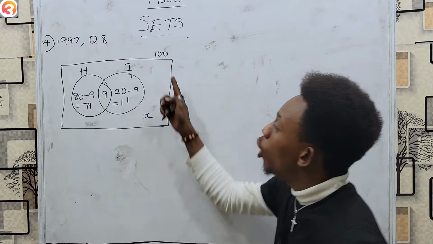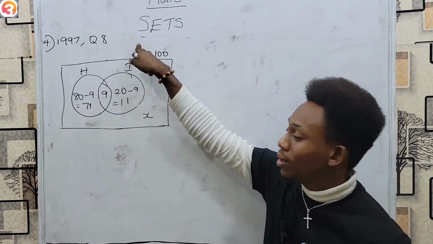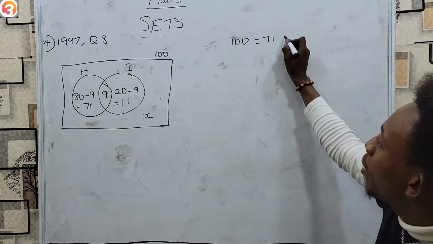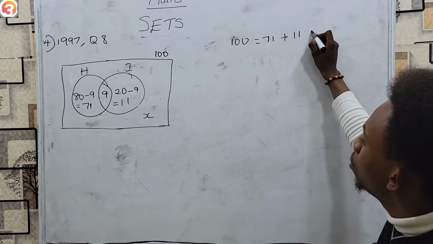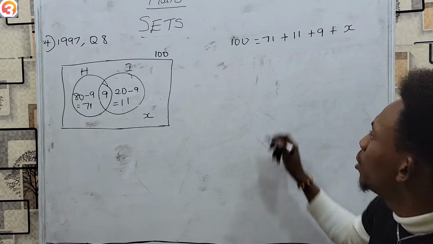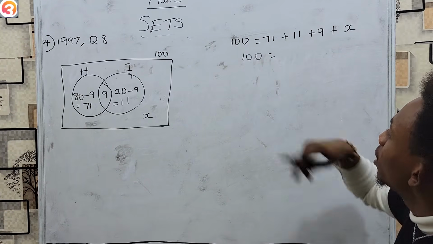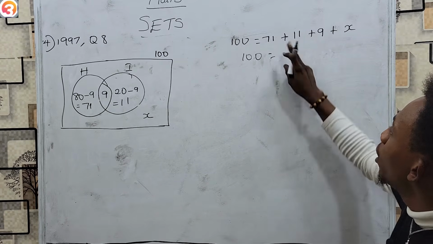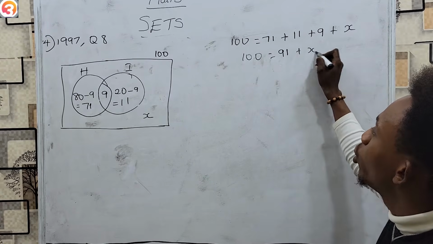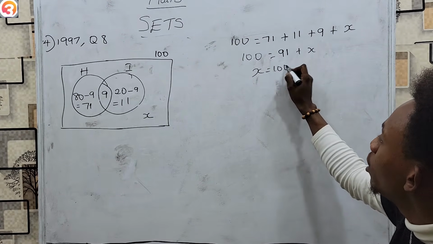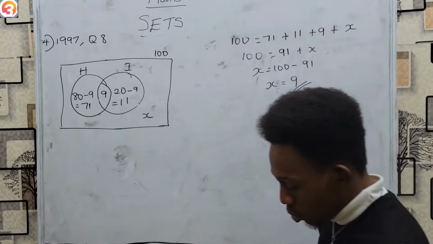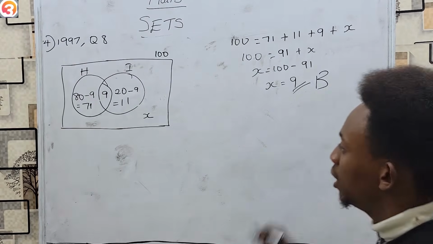Very simple. I know all these people belong to this universal set, implying that 100 must be equal to Hausa only 71, Igbo only 11, both 9, and neither X. And from here, simple arithmetic, 71 plus 11 is 82. 82 plus 9 is 91. Plus X equals 100. X equals 100 minus 91 by collecting like terms, and that gives me 9, which is option B.